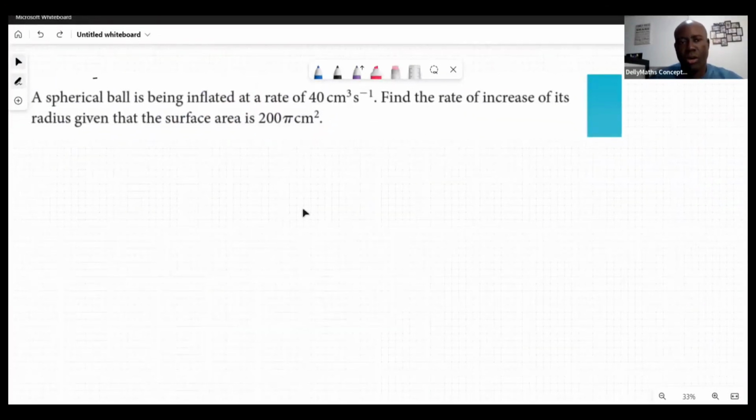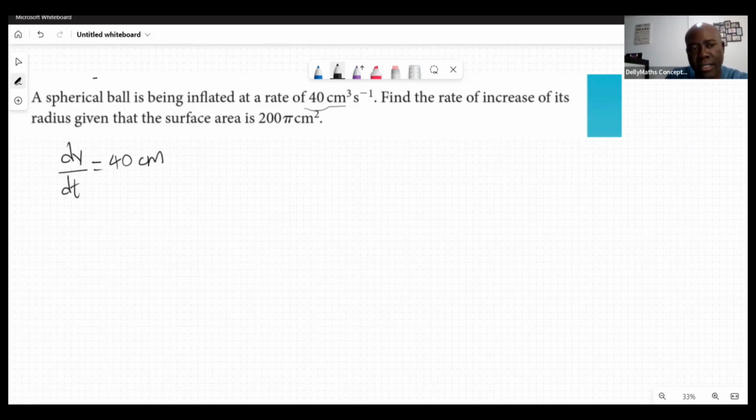All right, let's go. So for this question here, it says a spherical ball is being inflated at a rate of 40 centimeter cube per second. So this is volume right now. So what they gave us right now is dv dt. This is giving us 40 cm cube per second. Find the rate of increase of its radius. So I need to find dr dt.